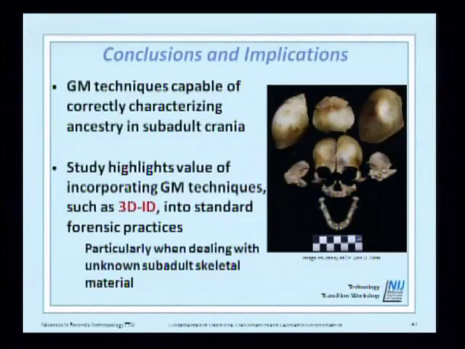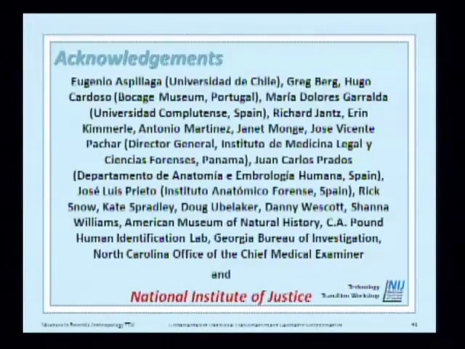So again, we can correctly characterize ancestry in subadult crania. So these are some of the things that we would like to add in the future. But again, it all depends on if we can have samples of the same population of subadults and adults. So maybe we can move to CT scans or something in the future to get some data on that. Thank you. Any questions on geometric morphometrics?